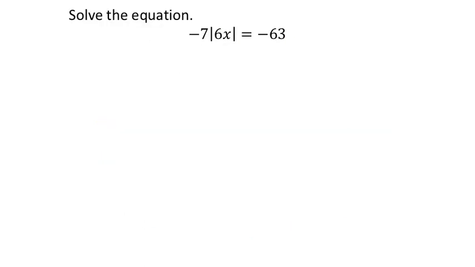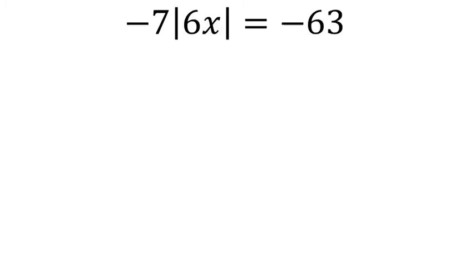All right, negative 7 times the absolute value of 6x equals negative 63. Take a minute to try to solve this one, then we'll go over it, okay? 1 minute.